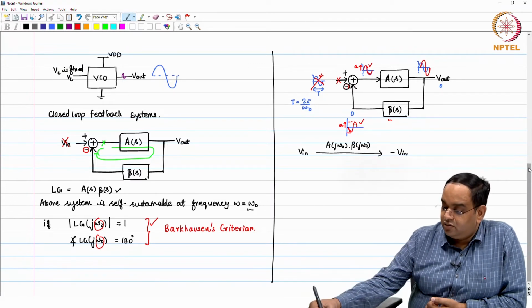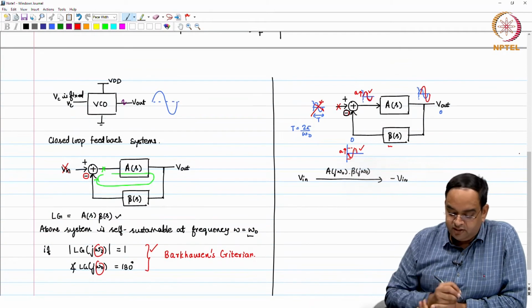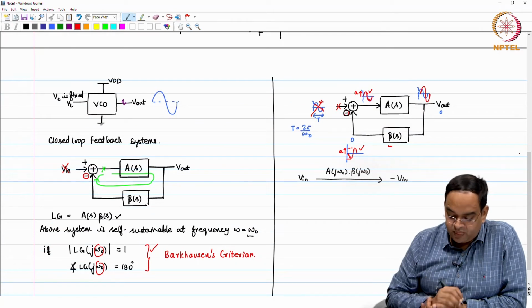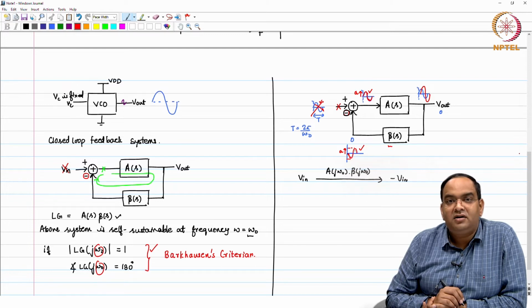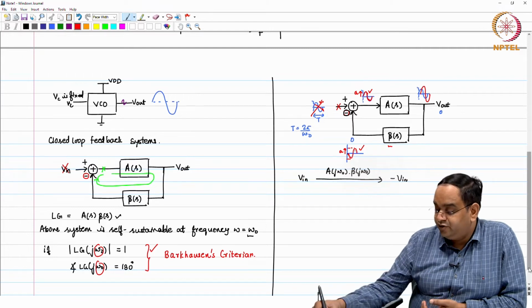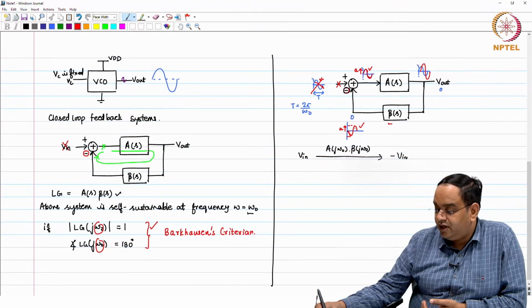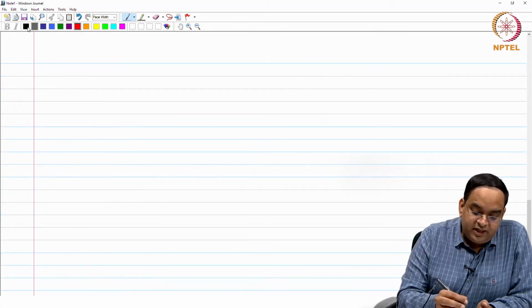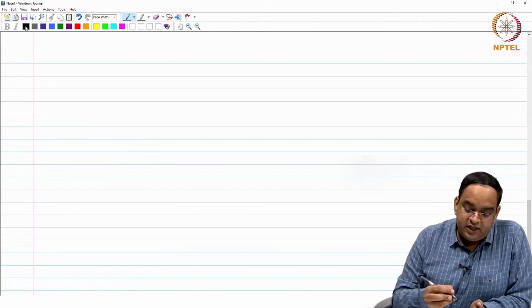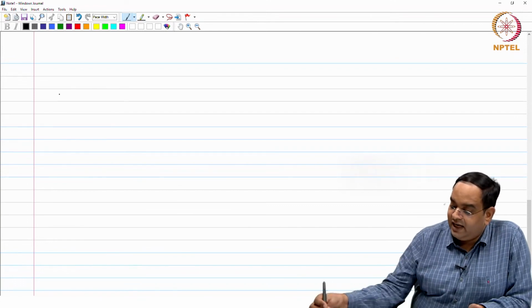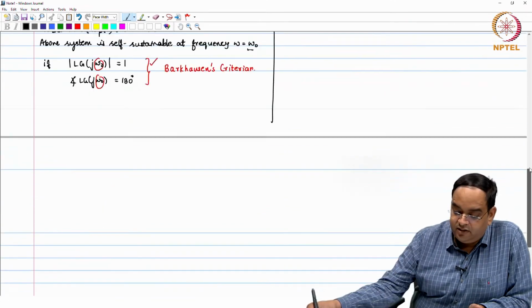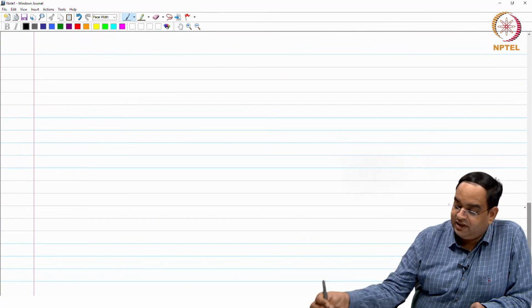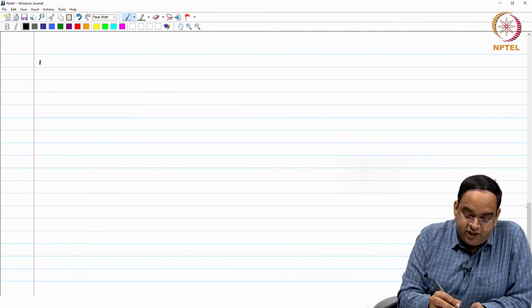Using this particular kind of negative feedback analysis, we will now go ahead and analyze one particular example. The example which I am going to choose is based on this loop gain and the angle of the loop gain only, and the Barkhausen criterion. So, let us do that.